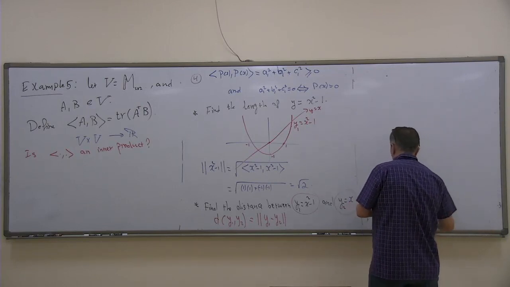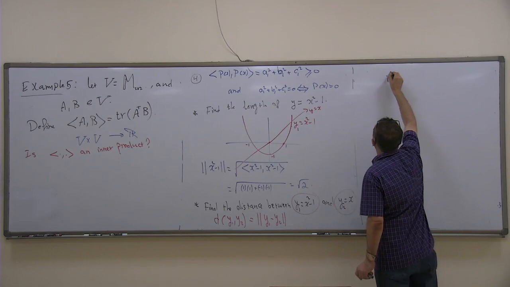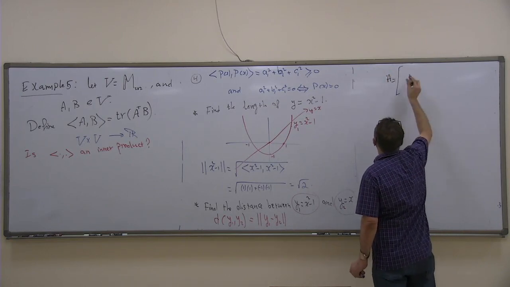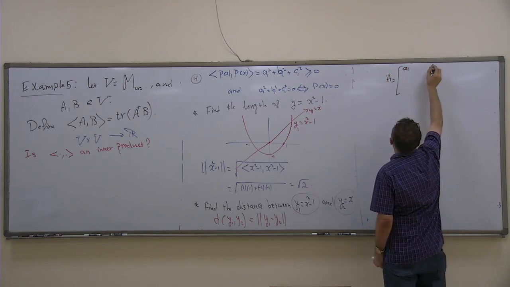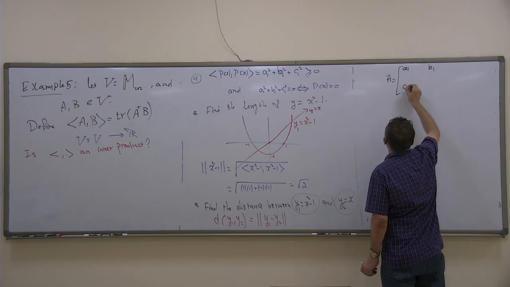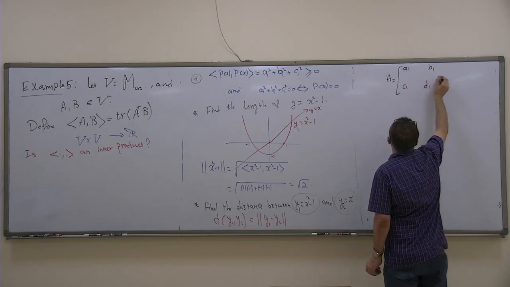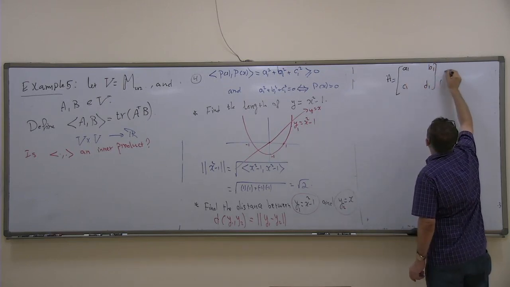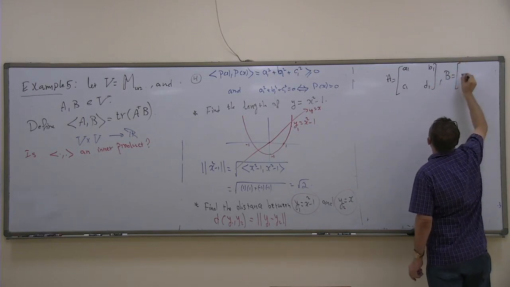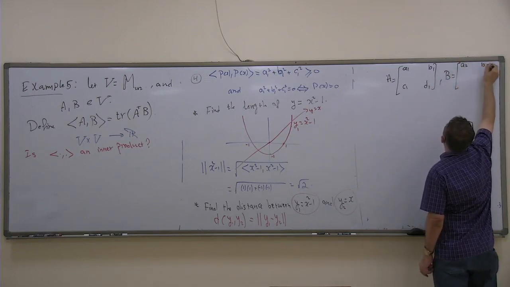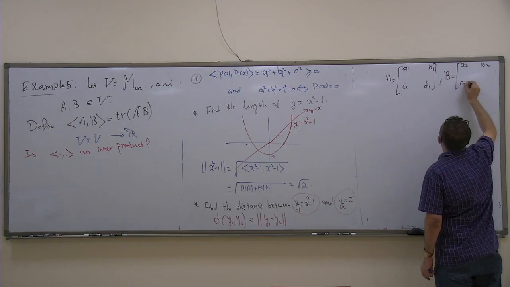So let's say here your A is this matrix: A1, B1, C1, D1. And your matrix B is A2, B2, C2, D2.